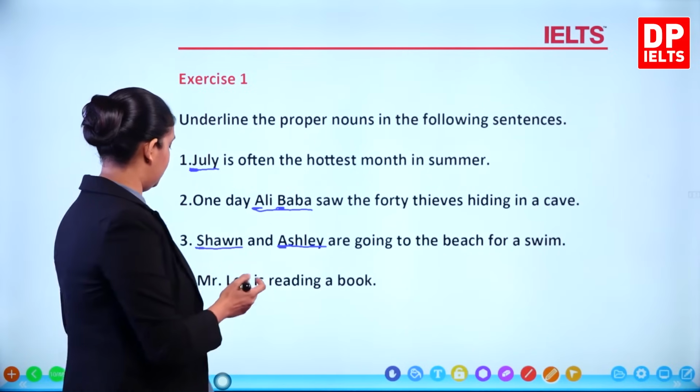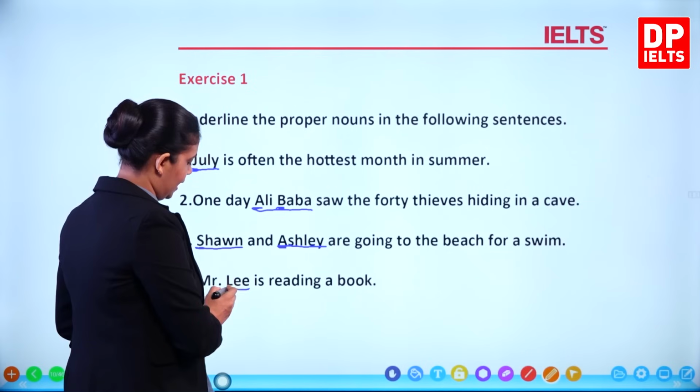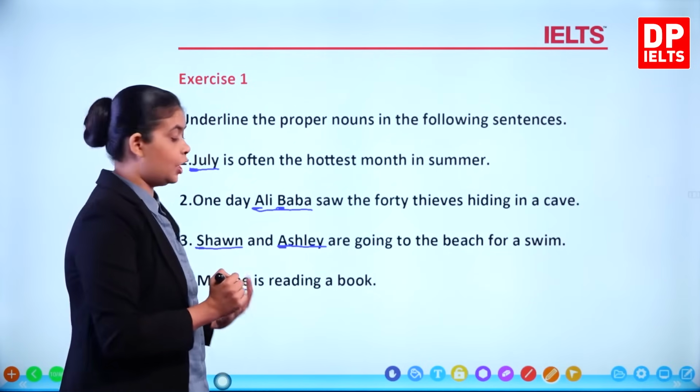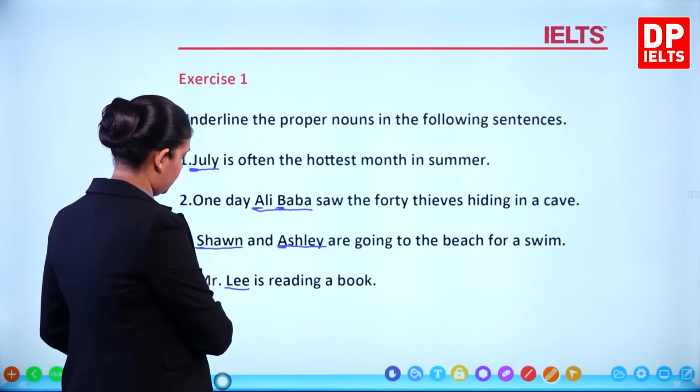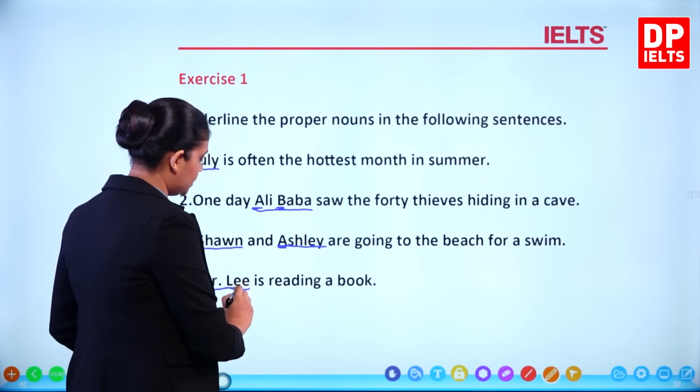Mr. Lee is reading a book. So you can see Lee is a name. Now, Mr. is an abbreviation. So, therefore, we'll just take the whole part of it, right?